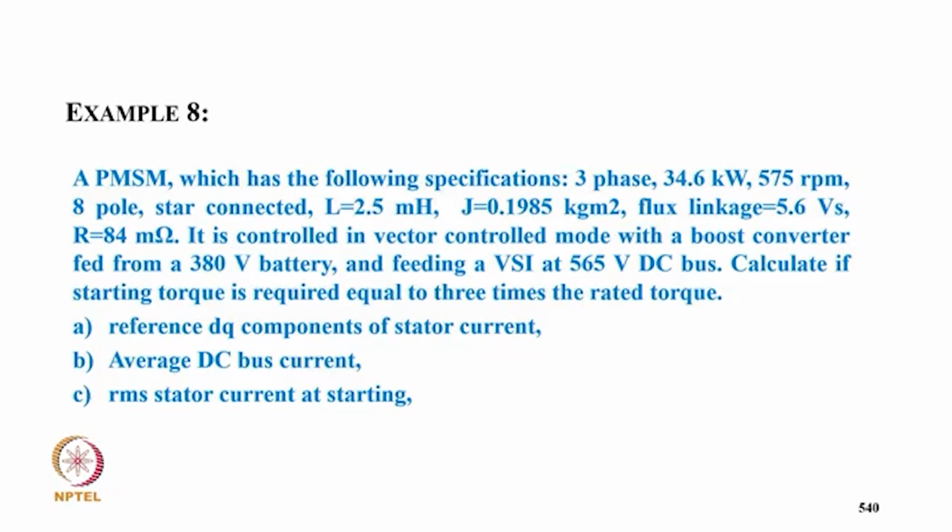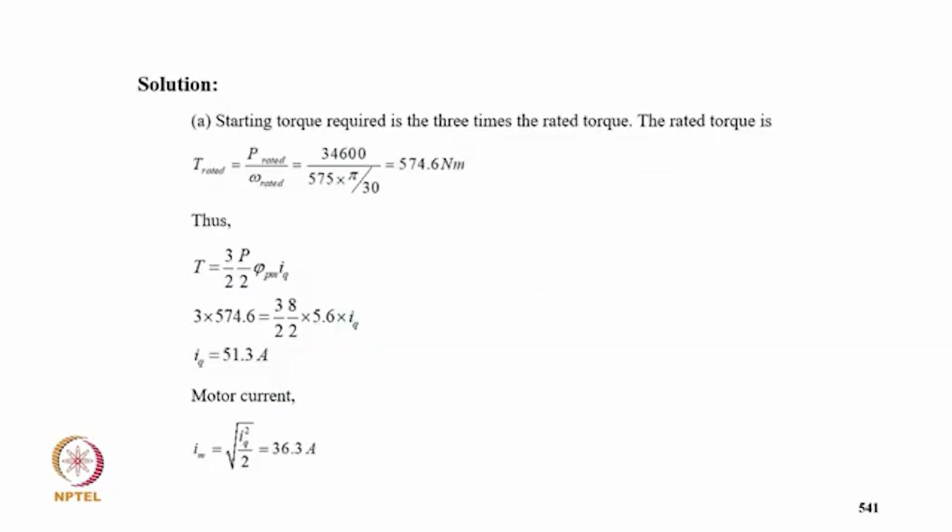Coming to example 8, a PMSM which has the following specification: 3-phase, 34.6 kilowatt, 575 RPM, 8-pole, star connected, L equal to 2.5 millihenry, J equal to 0.1985 kg meter square, flux linkage 5.6 volt second, R equal to 84 milliohm. It is controlled in vector control mode with a boost converter fed from a 380 volt battery and feeding a VSI at 565 volt. Calculate the starting voltage. Starting torque required is equal to 3 times the rated torque. Find the reference DQ component of starting current, average DC bus current, and RMS current at starting.